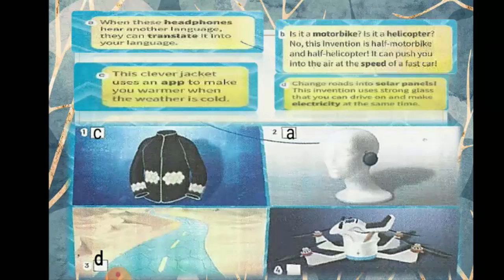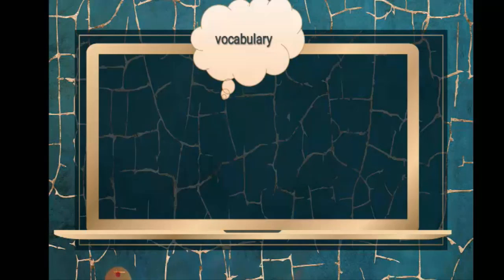And now the final picture, number 4. Yes, number B. Is it a motorbike? Is it a helicopter? No. This invention is half motorbike and half helicopter. It can push you into the air at the speed of a fast car. Excellent. Now let's talk about the new vocabulary.